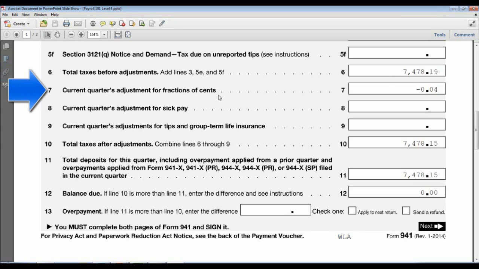Line 7, current quarter's adjustment for fraction of cents. This line contains any difference between the total calculated amounts of Social Security and Medicare compared to what the UAN system actually withheld. This usually will only contain fraction of cents due to the multiplication and rounding of the tax when computed separately for each wage record in the system. In this case, with our fictional entity, Medicare had a rounding difference of 4 cents from what the system calculated, $1,925.20, and what was withheld and paid was $1,925.16. Therefore, the 4 cents was a negative adjustment to the 941.